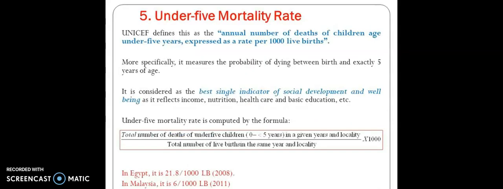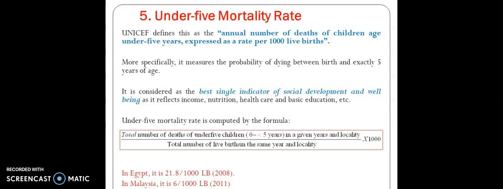To calculate the under 5 mortality rate, UNICEF defines this as the annual number of deaths of children aged under 5 years, expressed as a rate per 1000 live births. More specifically, it measures the probability of dying between birth and exactly 5 years of age. It is considered the best single indicator of social development and well-being, as it reflects income, nutrition, healthcare, and basic education.